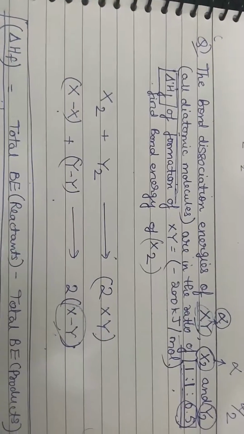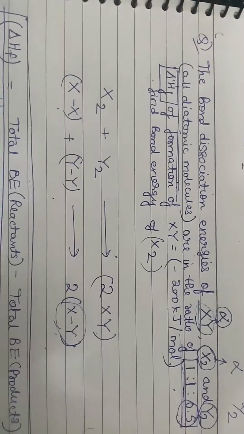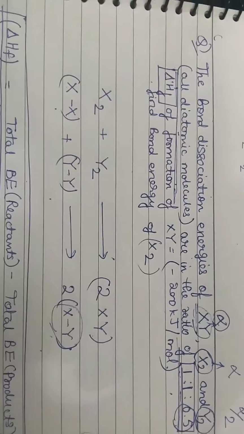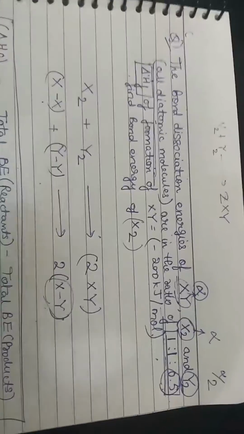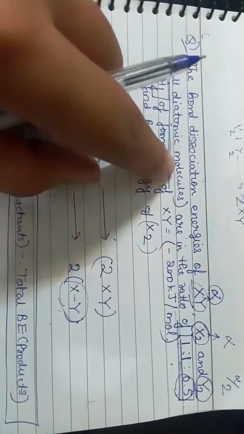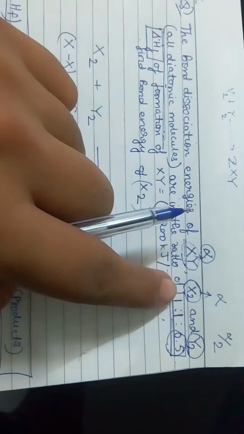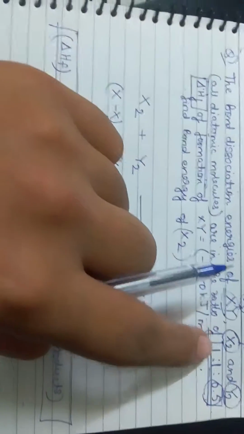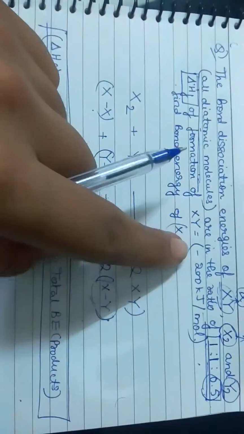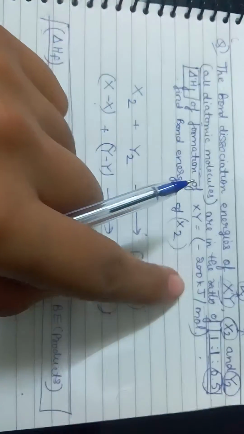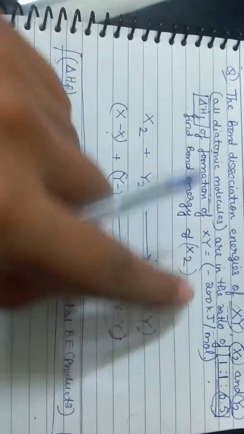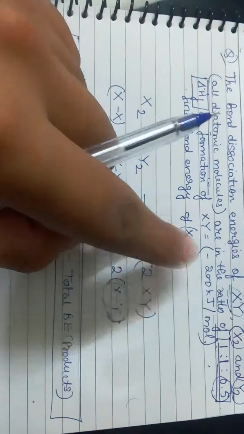This time I've come up with a problem on thermodynamics, thermochemistry basically, which reads that the bond dissociation energies of all diatomic molecules XY, X2 and Y2 respectively are in the ratio of 1:1:0.5, and the heat of formation of molecule XY is given as minus 200 kilojoules per mole. So what we're expected to find is the bond energy of molecule X2.